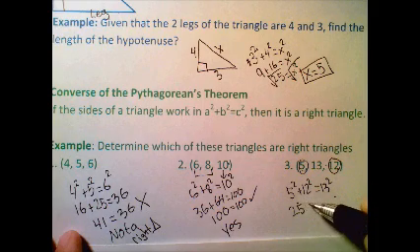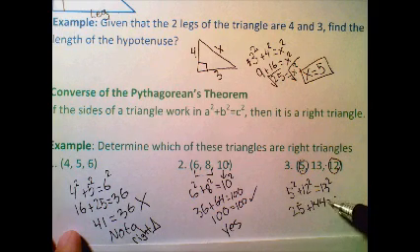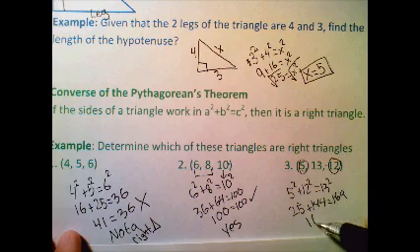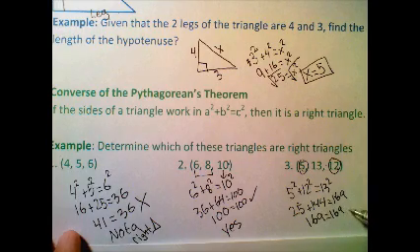So you have 25 plus 144. Does that equal 169? And it does. So therefore, it is a right triangle.